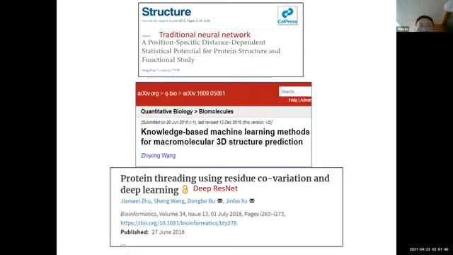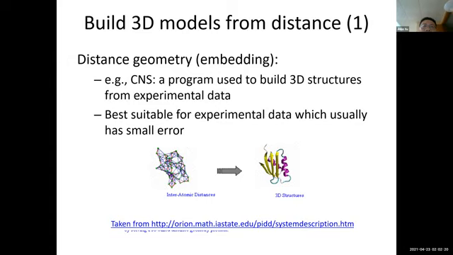After we found out the contact prediction can be improved significantly, we moved to do distance prediction. We actually don't have to change the deep learning model. We still use the residual network. We found that by using the predicted distance, we can significantly improve template-based modeling. We published this paper in early 2018, and then later we moved to use the distance prediction to do template-free modeling. After we have the distance prediction, we need to build the 3D model. There are two kinds of methods.